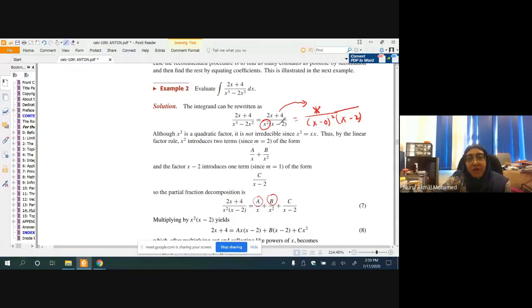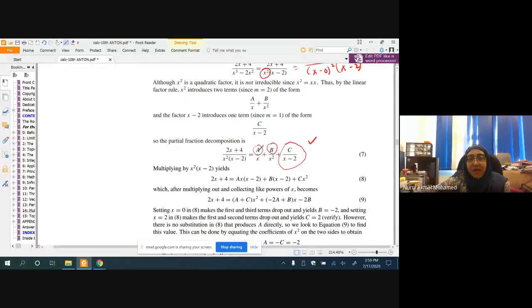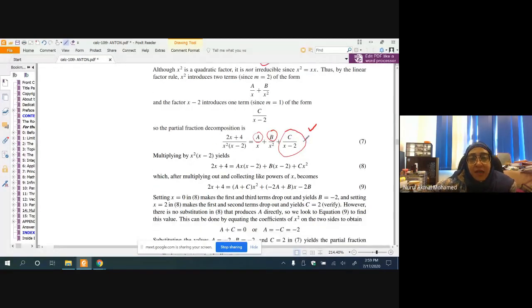Okay, for this part here, x minus 2, it is okay. So it's just c divided by x minus 2. Okay, so for the third part, it is okay. But for x squared, you have to segregate into two parts. One is a divided by x, another one is b divided by x squared. Okay, and then you can simplify this in order to get the value for A, B, and C.